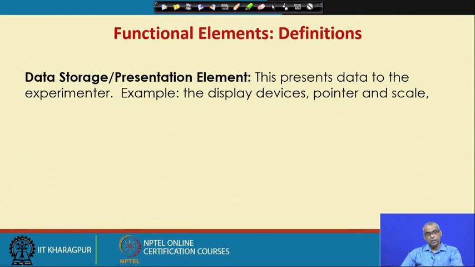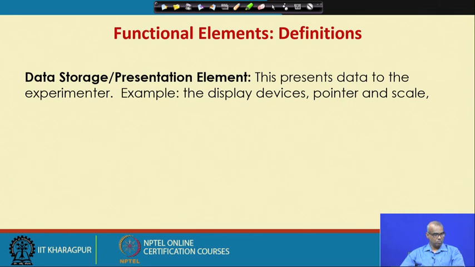We may have a data storage or data presentation element in the instrument. Data presentation element is the part of the instrument which presents data to the experimenter. See, the data will be presented in a form that appeals to any of the sense organs of the experimenter. Mostly we observe it, we view it, but we can hear it also.